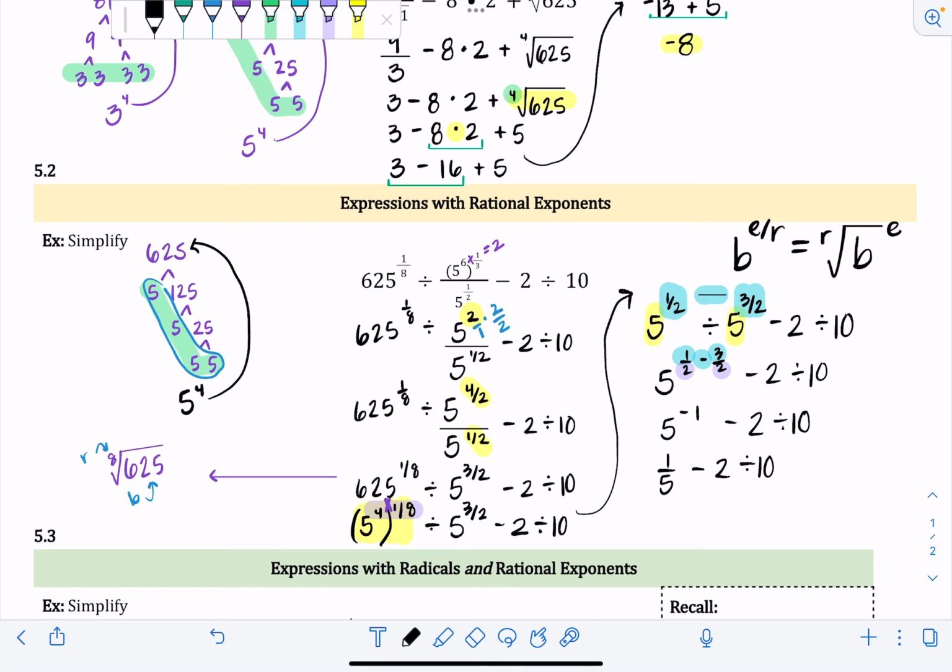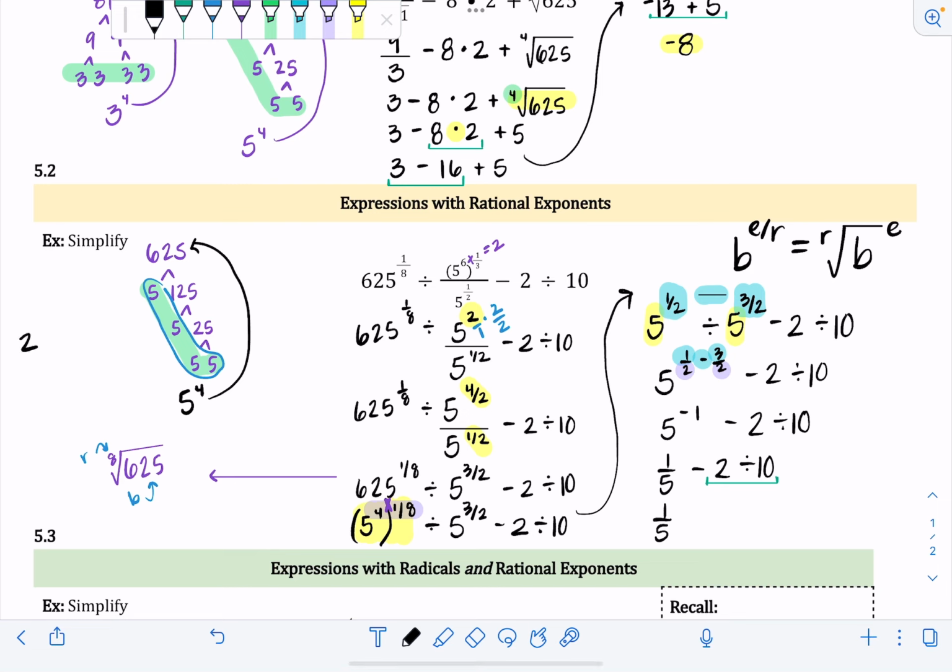So I have subtraction and division left. Division comes before subtraction, so I'm going to do division. So I have 1/5 and then -2 divided by 10. I'm going to write that off to the side. I'm going to write it over on the left just because I don't have that much space.